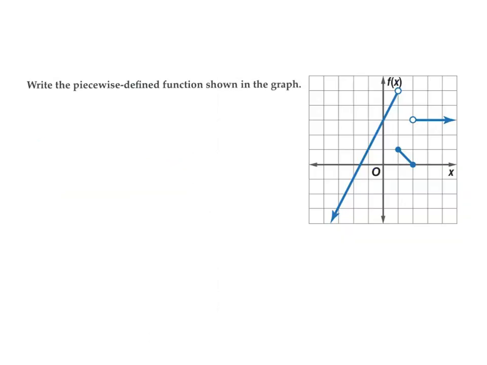So go ahead and take a picture of this screen. So here's the graph. Now we're going to write the equation. How many pieces? 3. How many equations? 3. How many sets of boundaries? 3, okay? So for each piece, for each equation, there's a different set of boundaries. Okay, and so we have to identify those first.